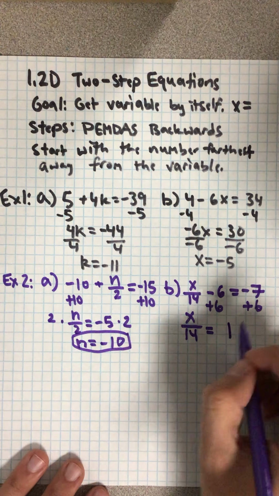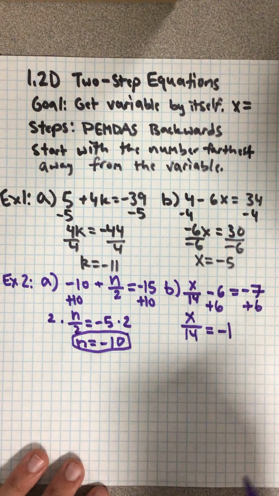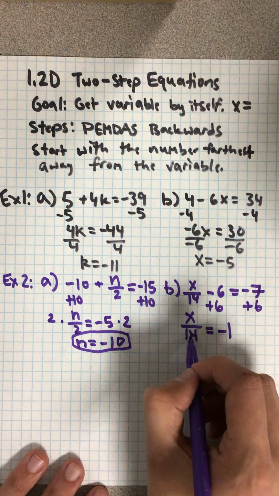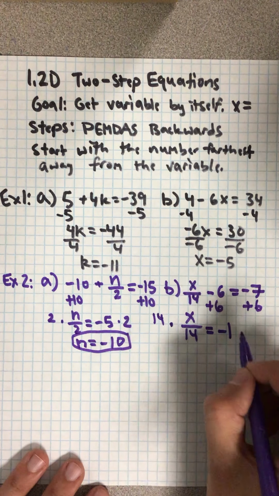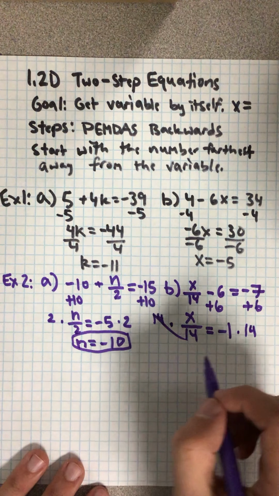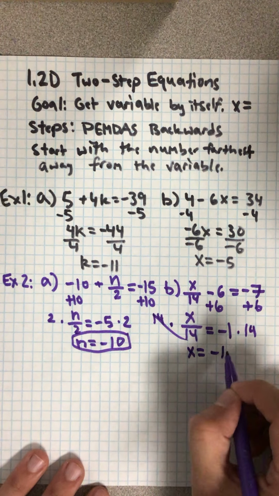The difference between them is 1. Since the negative 7 was bigger, it is a negative 1. Since this is x divided by 14, we then multiply both sides by 14. These cancel, and we're left with x equals negative 14.